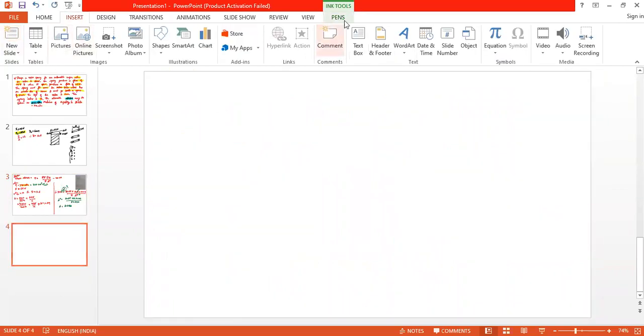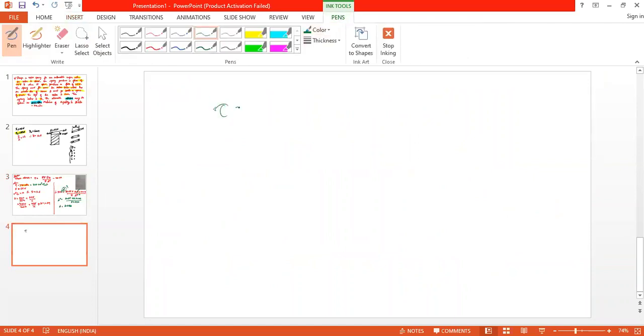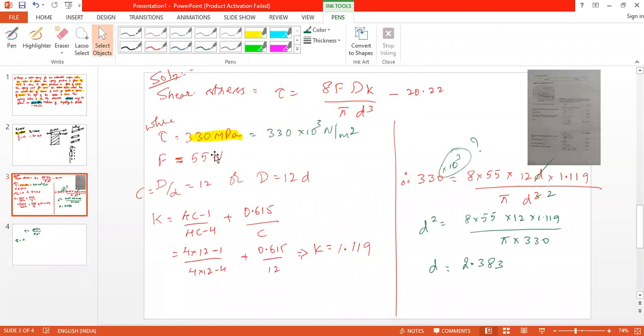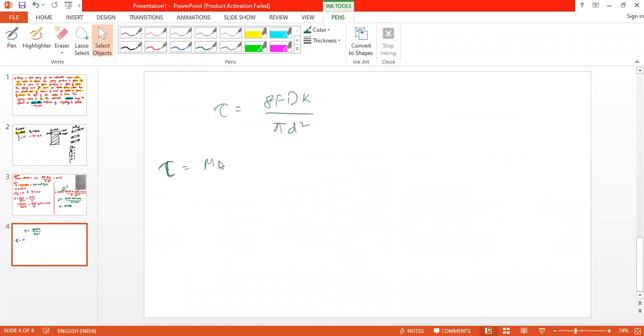See, you must be very careful about the units. Tau is equal to 8 F D K by pi d cube. What is the unit of tau? Newton per meter square, sir. So it is gigapascal, right? Sorry, 330 megapascal. So it is MPa.